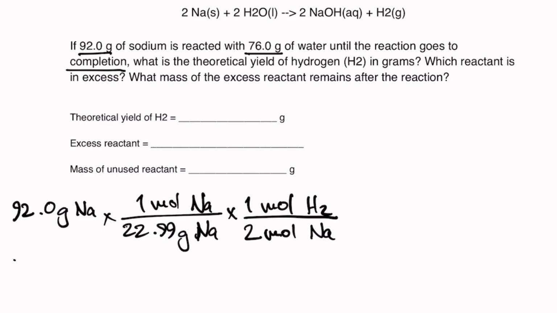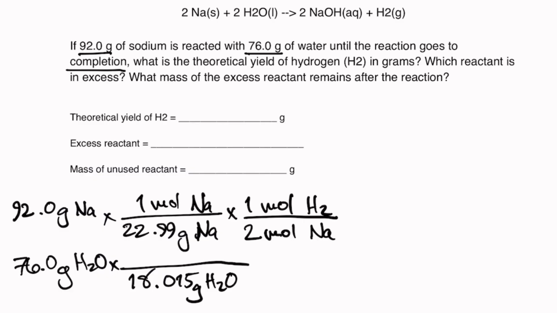Now I'm going to set up the second one, and it's going to be the exact same thing, except instead of sodium, we're going to do water. So H2O times this fraction right here, the molar ratio. Just going to add some extra significant figures just for safekeeping. Grams, can't forget the grams. 1 mole of H2O. And we're going to take that. There are 2 moles of H2O that create 1 mole of hydrogen gas.